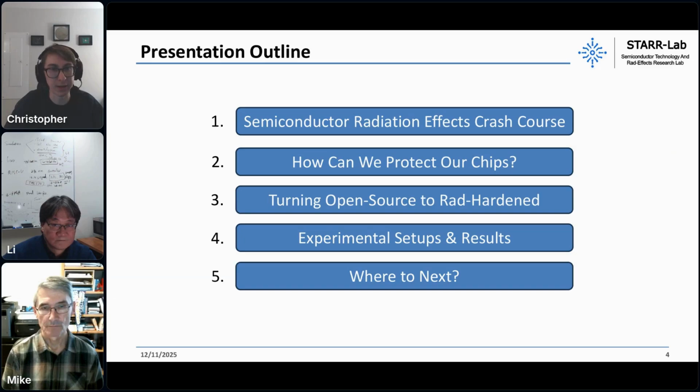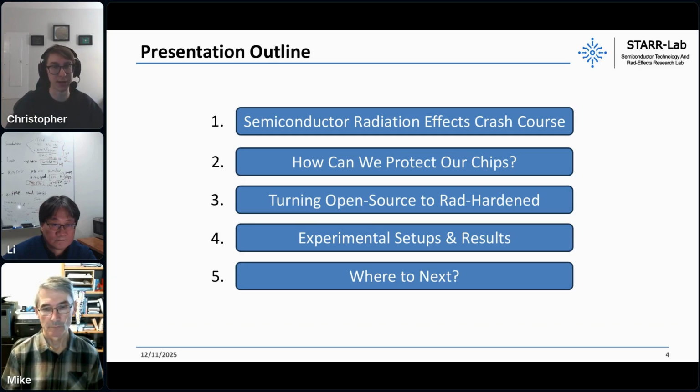So a bit of an outline today and the things that we're going to talk about. I'll divide it into about 5 parts here. To start, we'll take a step back and do a bit of a crash course and some background info on what radiation effects for electronics really is. Afterwards, we'll talk a little bit about some industry standards and common practices that we can use to protect these chips before they go off into space or any other environment that might have radiation.